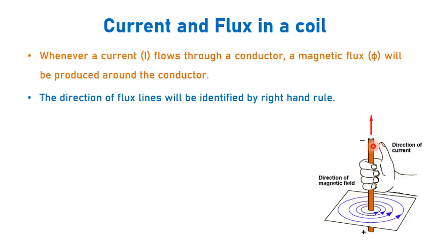If that is the case, then the direction of flux produced around the coil will be the direction in which the other four fingers are folded. That is, all the remaining four fingers are folded in this direction. Hence the flux produced around this conductor will also be in this direction.